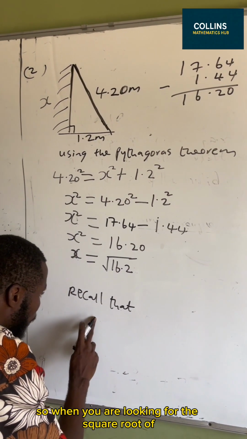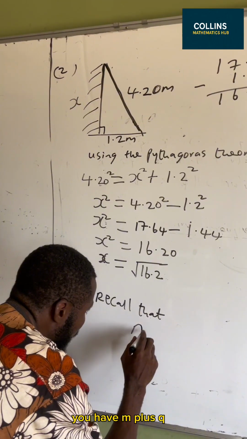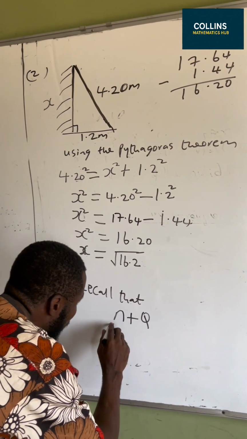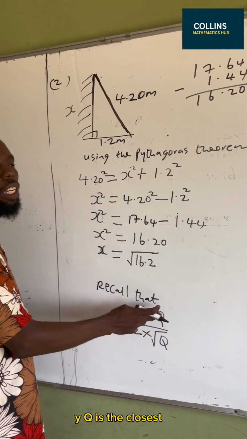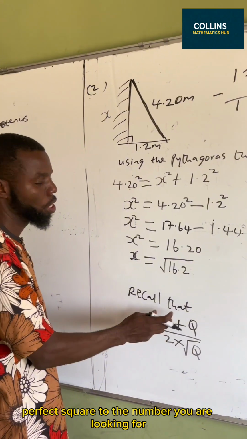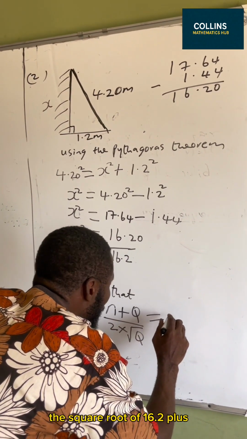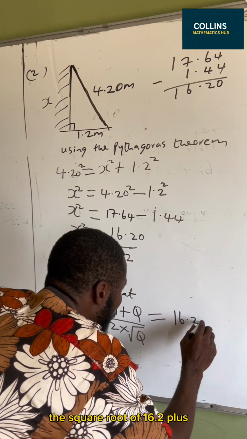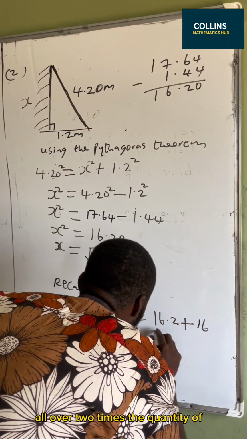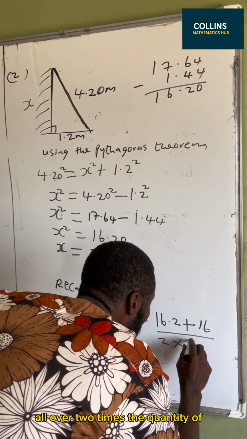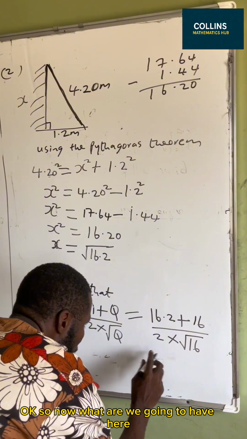So when you are looking for the square root of numbers that are not perfect square, you have n plus q all over 2 times the square root of q, where q is the closest perfect square to the number you are looking for the square root. So what number are we looking for? You are looking for the square root of 16.2, plus the closest perfect square to 16.2, which is 16, all over 2 times the square root of 16. Okay? So now, what are we going to have here now?